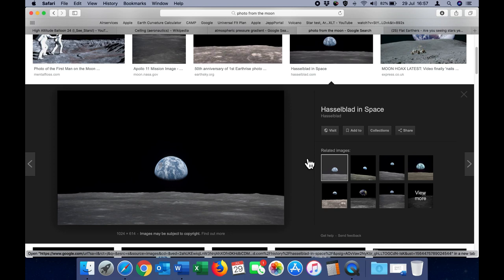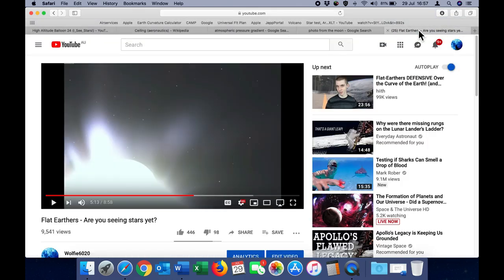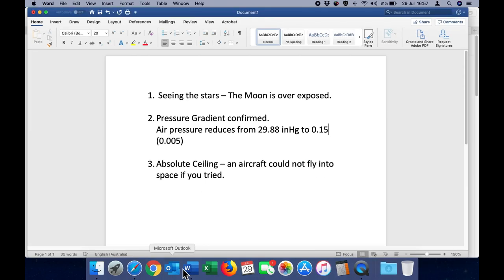So when flat earthers ask why we cannot see stars in these photographs, the answer is simple. The exposure value is too low. The subject of this photograph is the earth and the moon, not the stars. In order to see the stars, the subject would be grossly overexposed, as you can see in this image. So Dwayne's balloon flight confirms that in order to see the stars, the moon is overexposed.